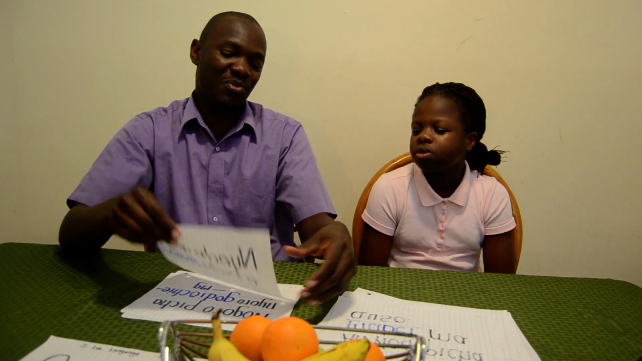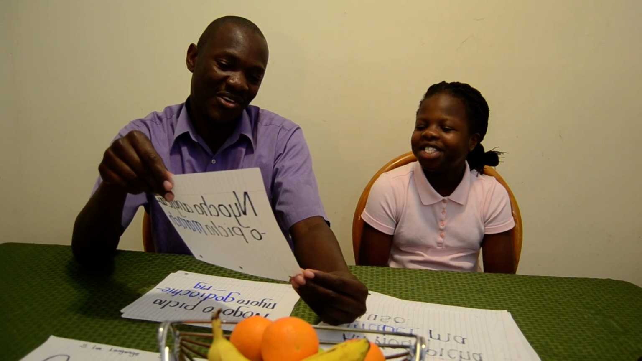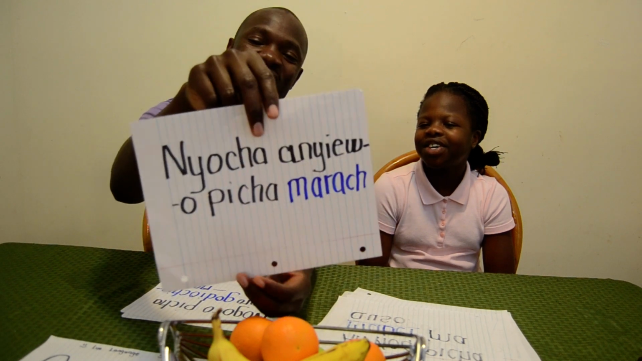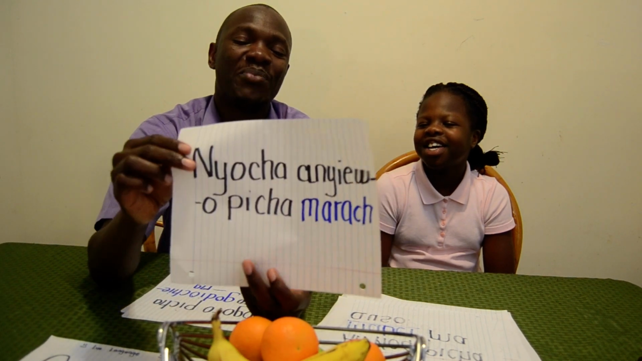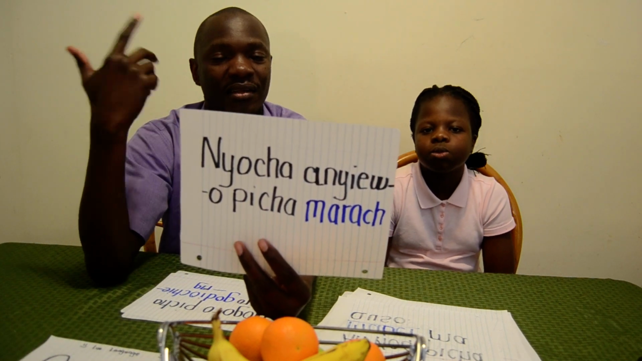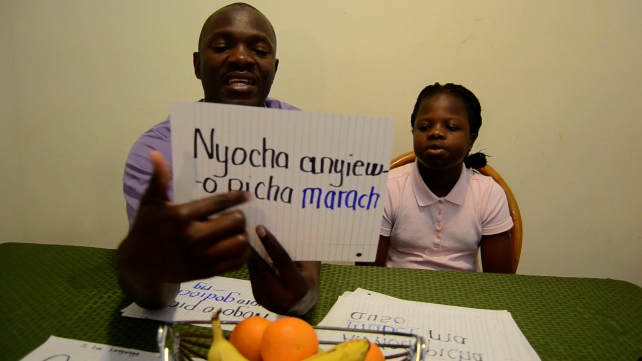And then the opposite would be Nyocha anyeo picha marach. I bought a bad picture the other day. Buy is nyeo. Picha marach, picha maber. Opposite of marach is maber.